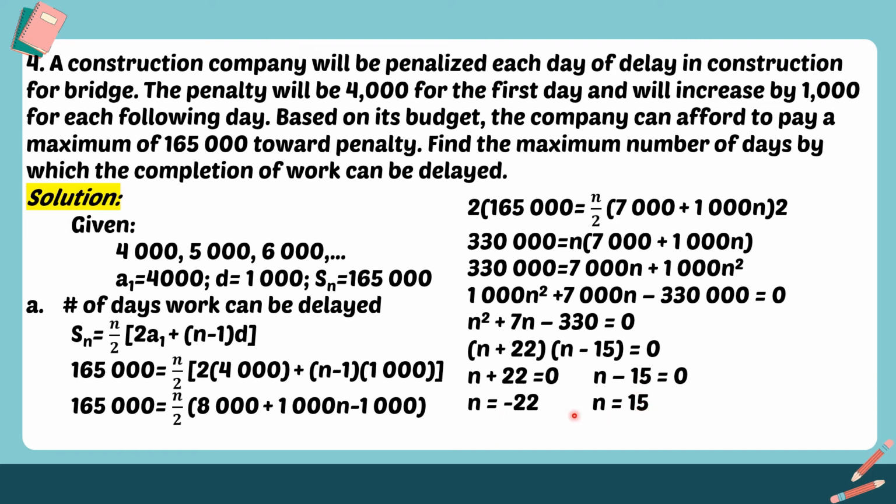So, alin dito sa dalawa yung acceptable? Ang acceptable answer natin is yung 15. Kasi nga, ang negative 22 or negative number ay hindi naman siya acceptable as number of days. So, negative kasi siya. Kaya, ang kukunin nating sagot is yung 15 dahil positive siya. So, sa madaling sabi, the work can be delayed only for 15 days. Yun lang yung kanilang maximum na kaya nilang bayaran.